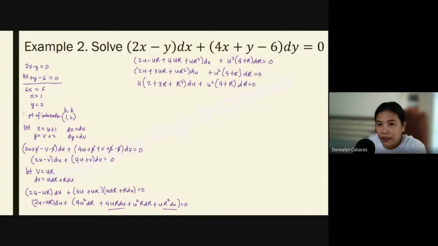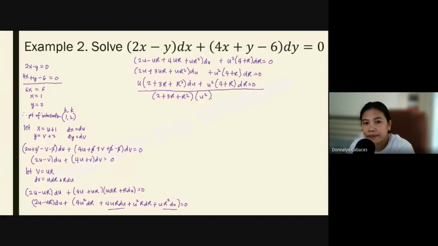And now can we separate r from u? Yes, by dividing it by 2 plus 3r plus r squared and u squared. So resulting now, du over u on the first term. On the second term, you have 4 plus r divided by 2 plus 3r plus r squared dr is equal to 0. And now you can integrate all terms of the differential equation.